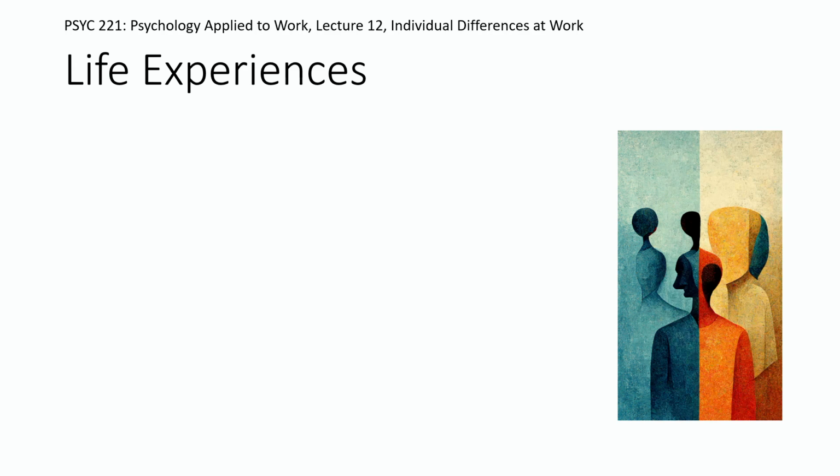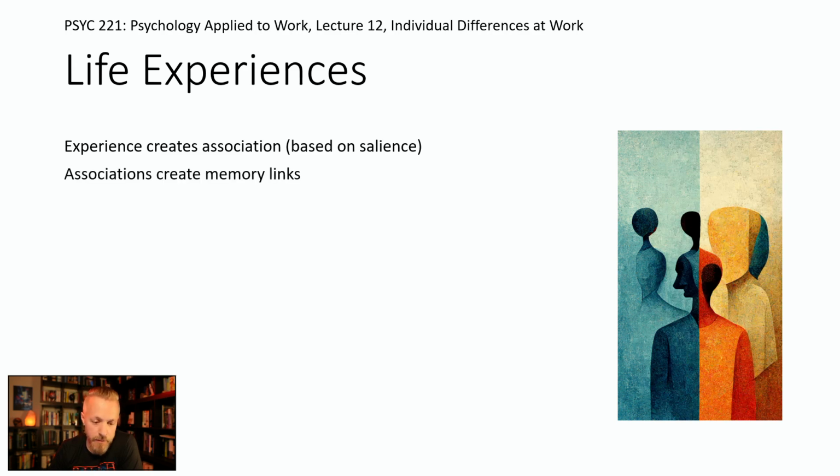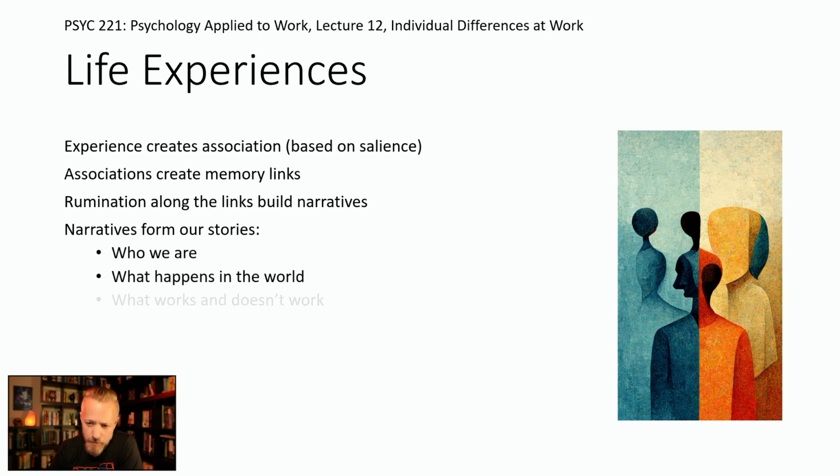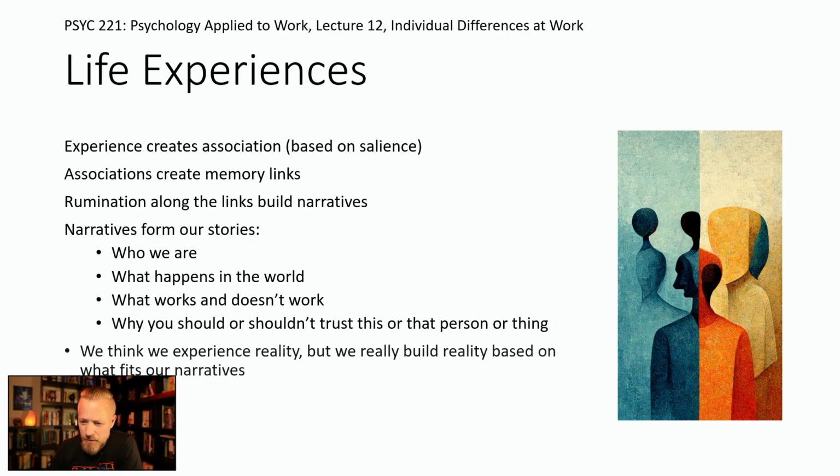Another obvious thing is that people come from different life experiences, and that has told them certain things are more important than others. Your life experience creates associations. What you associate is based on salience, which is to say, the things that mattered in your life create your associations, and those associations are literally memory links. You think about those things and you build narratives, and the narratives form the stories that tell you who you are, what happens in the world, what works and what doesn't work, and why you should or shouldn't trust this person or that thing.